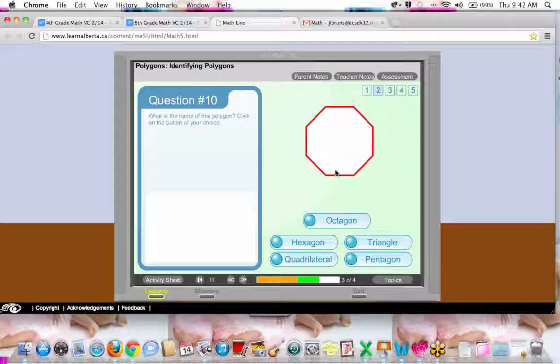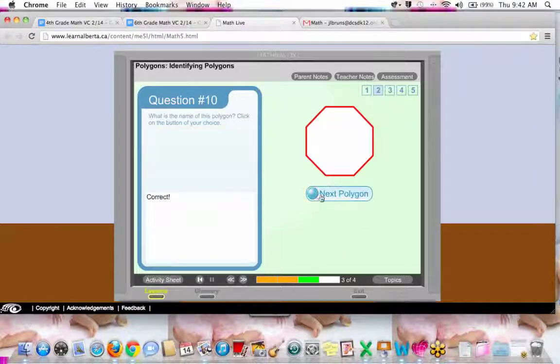All right, now look at this one. It has 8 vertices and 8 sides and 8 angles. So which one of these means 8? Very good. Getting it in the chat as an octagon. Perfect.